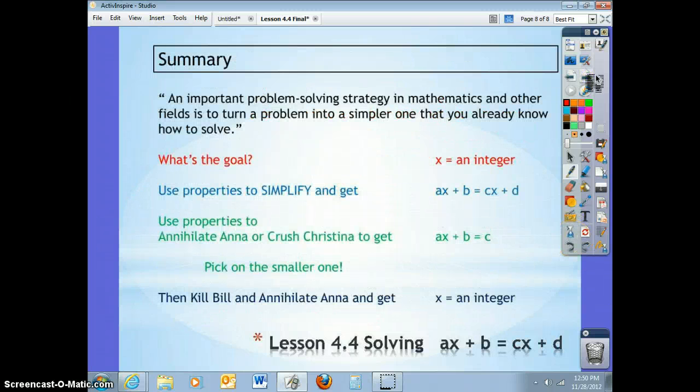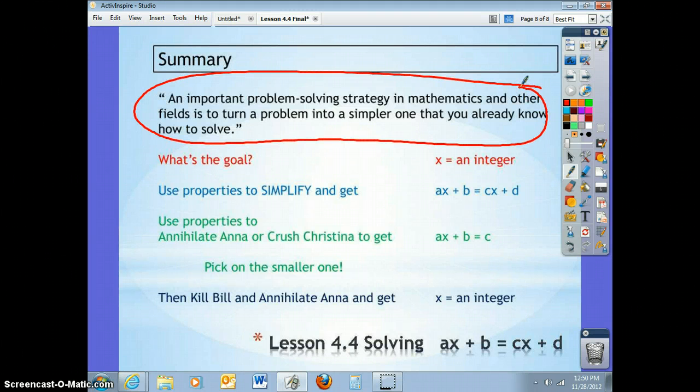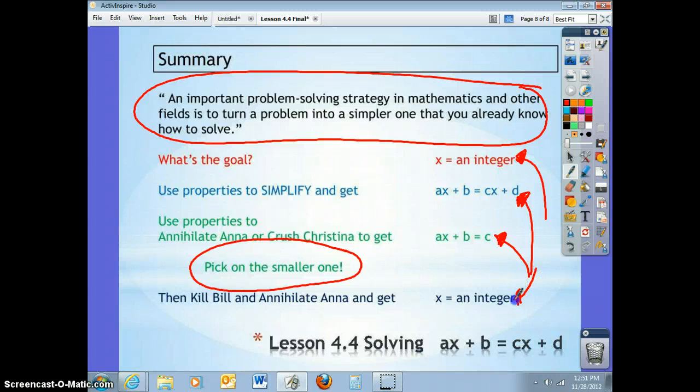So in summary, remember this was the original idea that they put at the beginning of the lesson. If you can turn something that you're unfamiliar with into something simpler, then you can solve it. The goal is still to solve for x. You have this more complicated version, and you can use properties to get it to be this version. You do that by either getting rid of ax or cx, whichever one's smaller. And then once you have it in that version, you just kill Bill and annihilate Anna, and you'll have x.